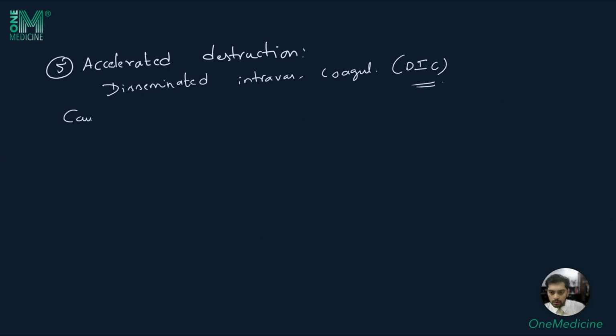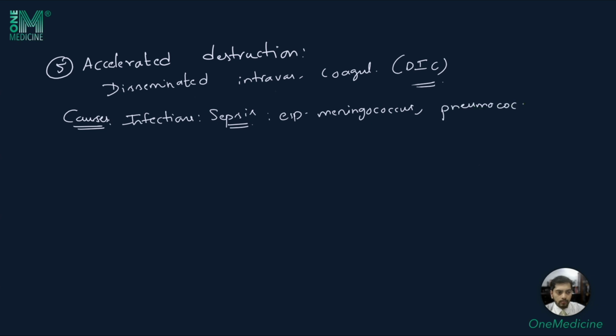Now let's look at the causes for disseminated intravascular coagulation. Some of the important causes include infections, especially sepsis, which is defined as dysregulated host response towards an infection, a suspected or a proven infection. DIC is commonly seen with infections, especially of meningococcus, pneumococcus, gram-negative bacteria.